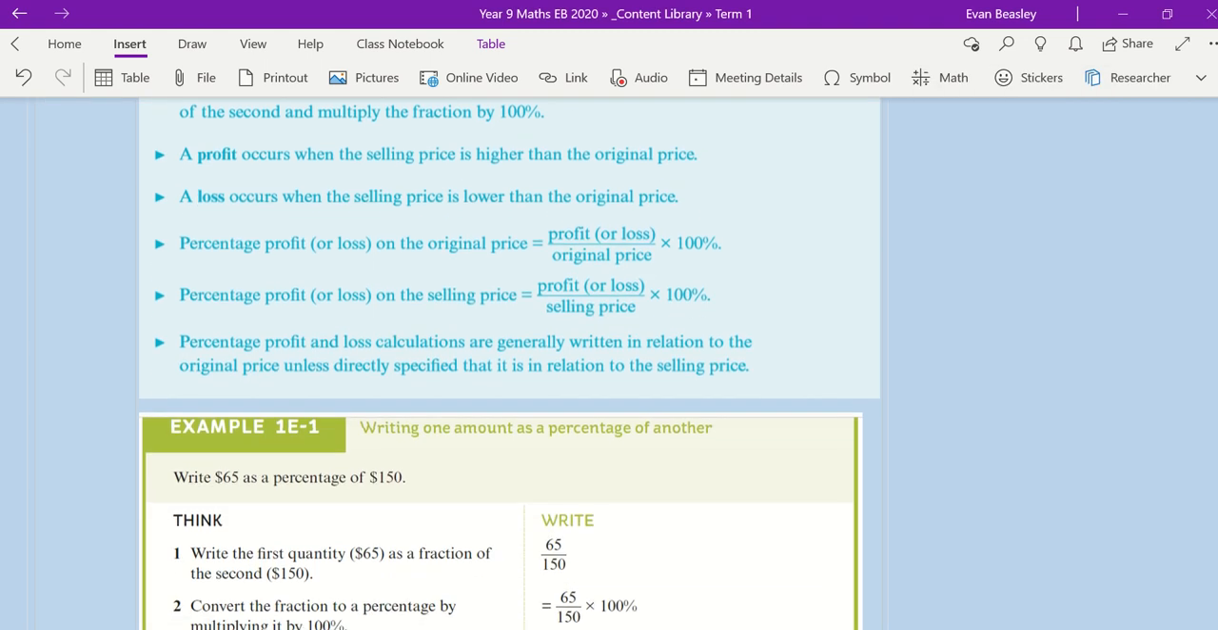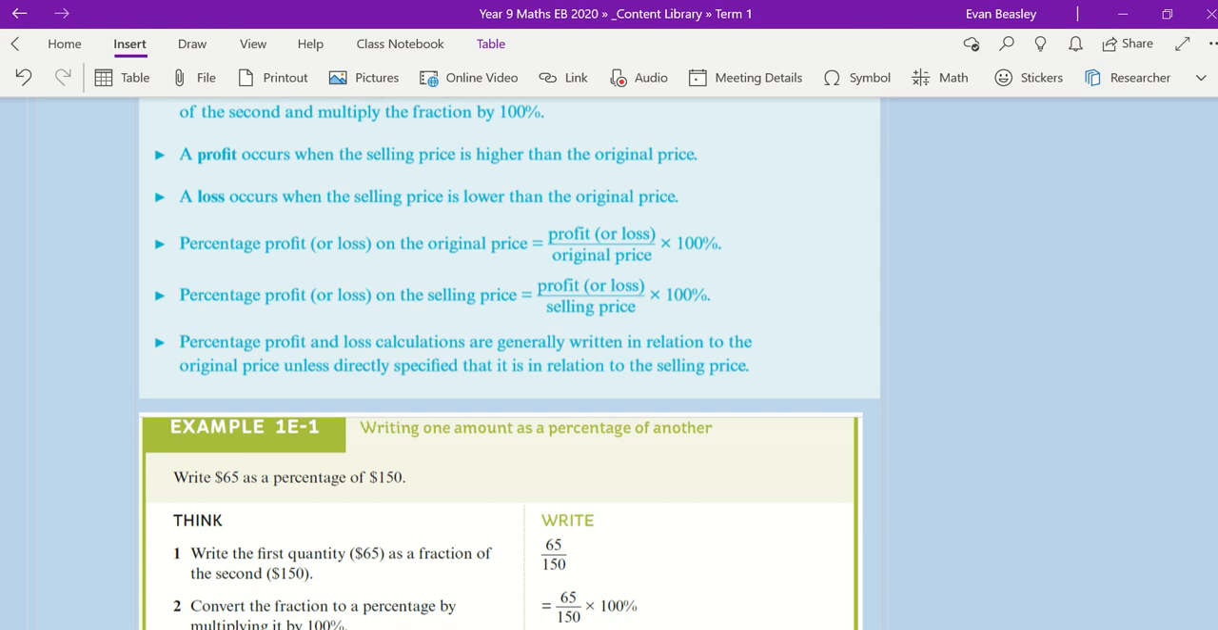Now a profit occurs when the selling price is higher than the original price, and a loss occurs when the selling price is lower than the original price. The percentage profit or loss is just the dollars profit or loss that you've made over the original price, multiplied by 100%.